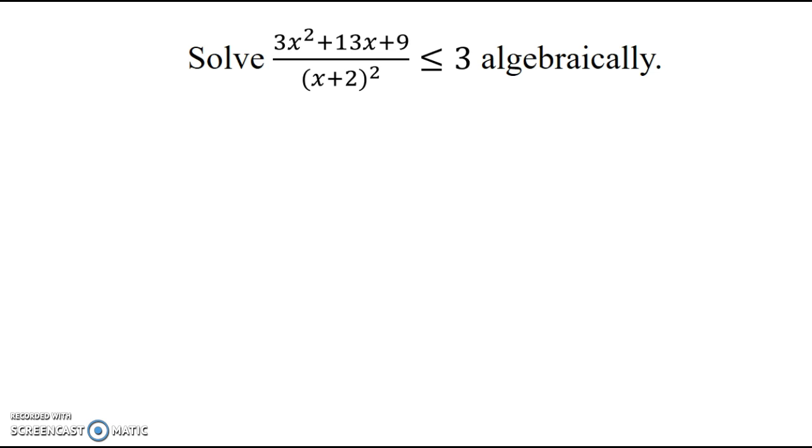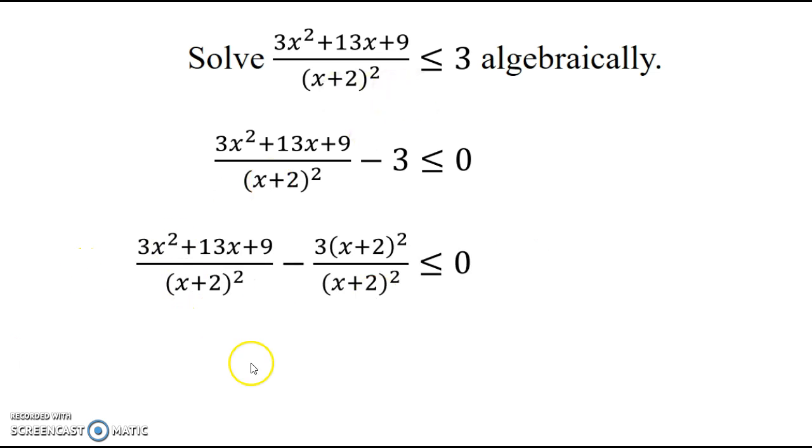So if we're going to solve this algebraically, the first thing I'm going to want to do is bring the 3 over so it's with 0. So I just subtracted 3 from both sides. Next, in order to combine those terms, I'm going to need a common denominator. So the logical common denominator is going to be x plus 2 quantity squared.